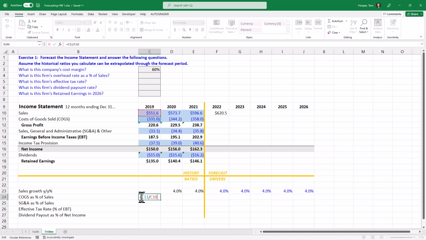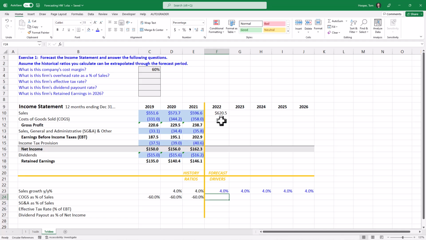I could have put a negative sign here, but then when I came up here to do the math in cell F11, I would have had to use another negative sign. I think we'd just avoid a lot of errors if we do it this way. Bring the negative sign, come over here, carry the ratio forward as our driver, and then come up here.